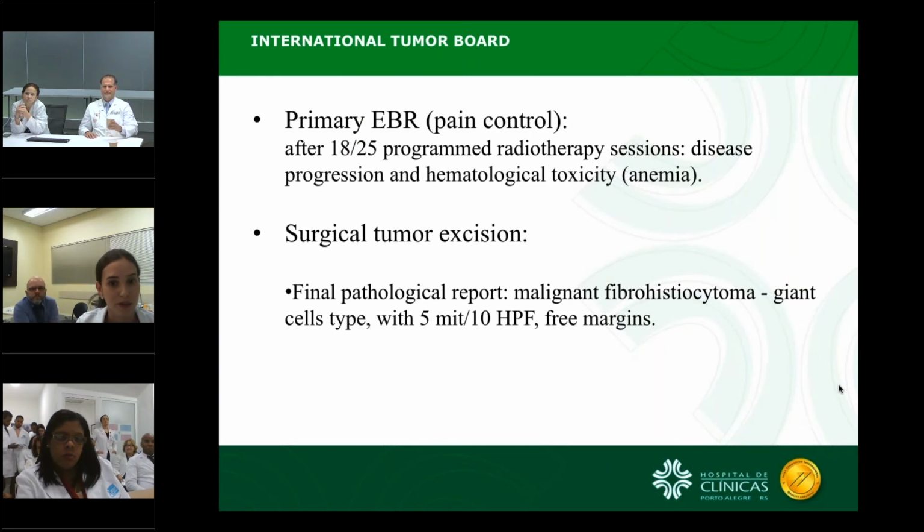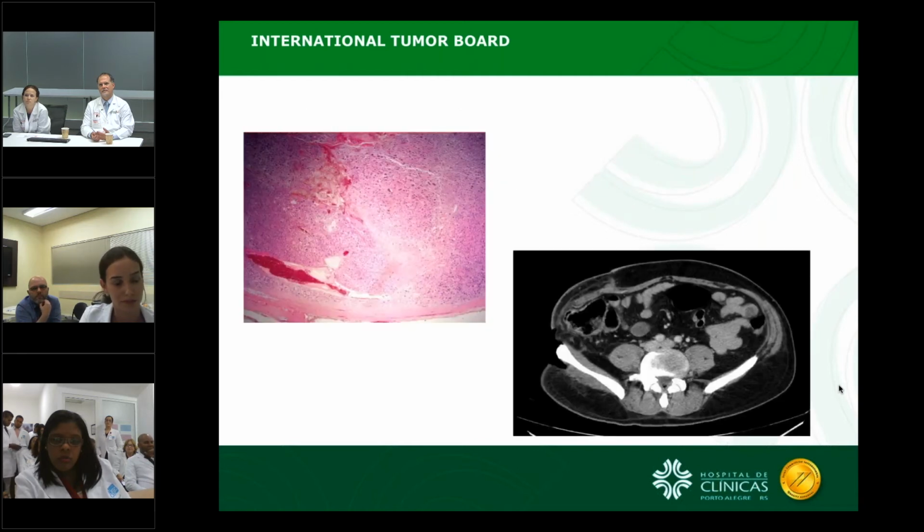For the primary treatment, we started with local radiotherapy for pain control, and the patient had 25 sessions planned, but after the 18th session, he presented progression of disease and hematological toxicity. So he underwent a surgical tumor excision, and the final pathologic report was the same as before, revealing a malignant fibrohistiocytoma, giant cells type, and 3 margins. After that, we discussed it and we opted to not offer him adjuvant chemotherapy, and he underwent follow-up. Here you can see the final result after surgical excision of the tumor.